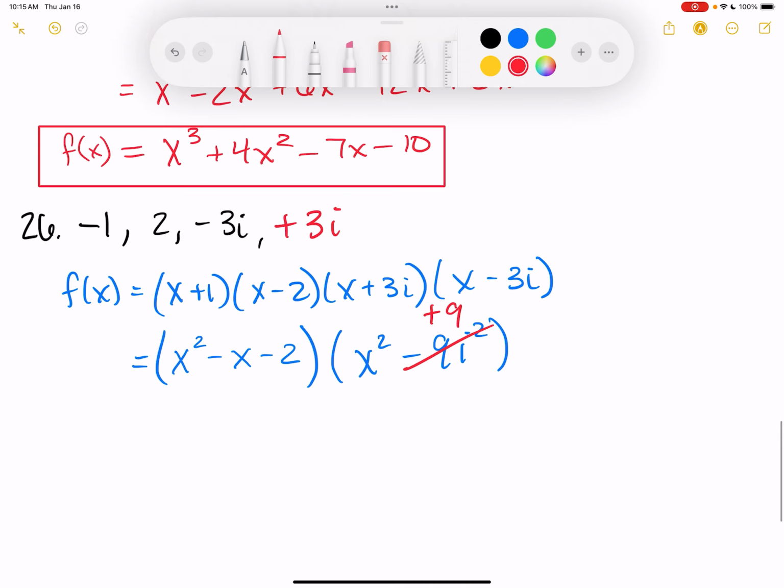So now I multiply each of these things. So x squared times each of these pieces gives me x to the 4th, and then plus 9x squared. Then negative x times each of these things, so that's negative x cubed minus 9x. Then minus 2x squared, and then minus 18. And then combine like terms.